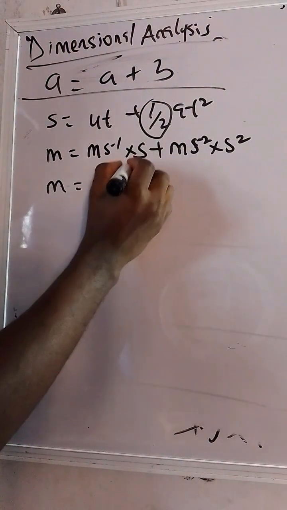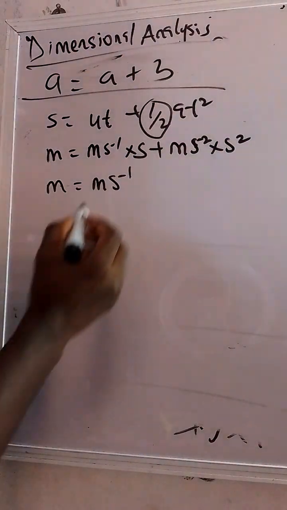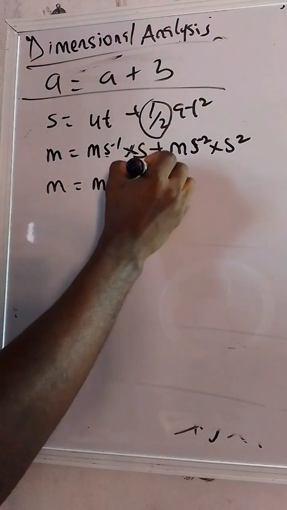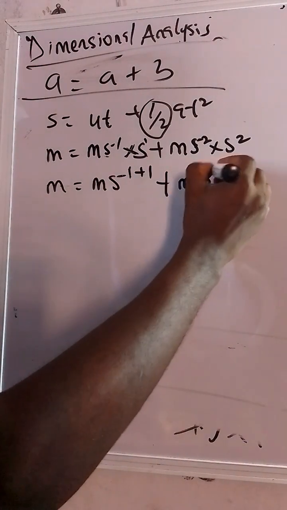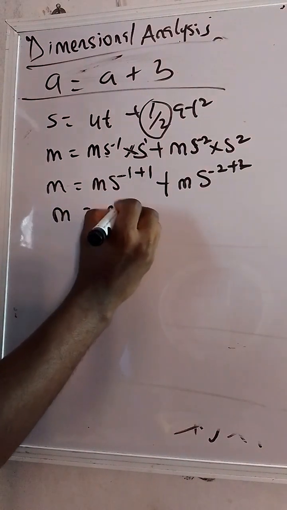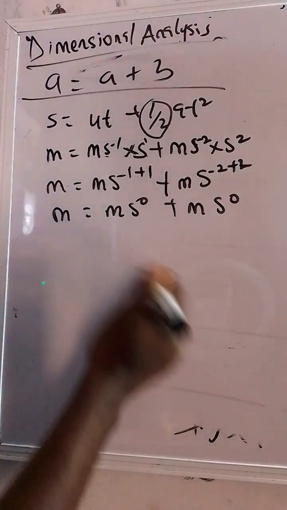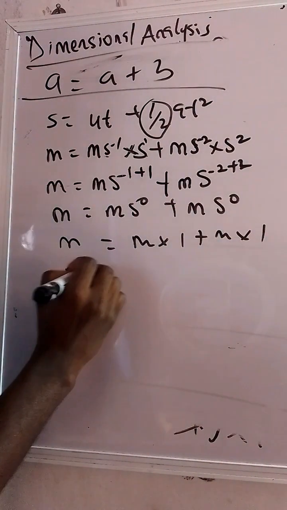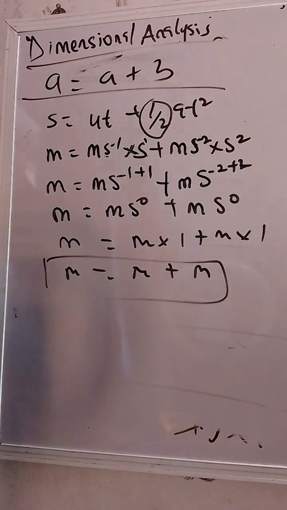meter per second. Since I have one here, in the law of indices, whenever I'm having multiplication, I'm just going to add the powers. That's going to be second to the power minus 1 plus 1, because there's 1 here, plus meter to the power 1, second to the power minus 2 plus 2. Remember, that's going to be meter is equal to meter to the power 1 times second to the power 0 plus meter times second to the power 0. And anything to the power 0 is 1. That's going to be meter is equal to meter times 1 plus meter times 1. That's meter is equal to meter plus meter. So this is the aspect. Let me give you another one so you can just remember by yourself.